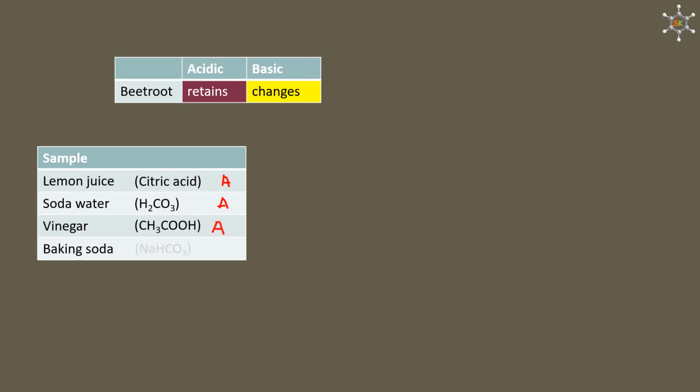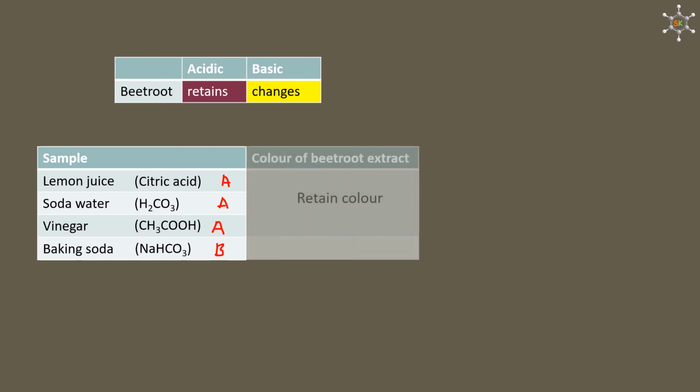Baking soda is nothing but sodium bicarbonate. This is basic in nature. So, we expect the beetroot extract to retain its color with the first 3 samples and change to yellow with baking soda.